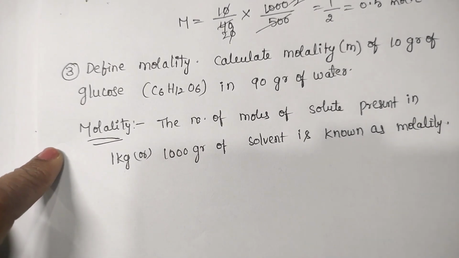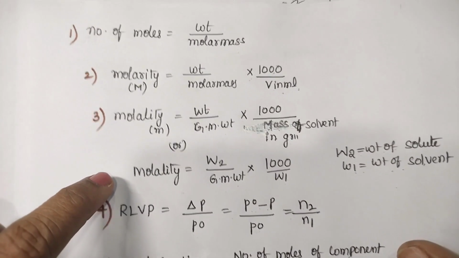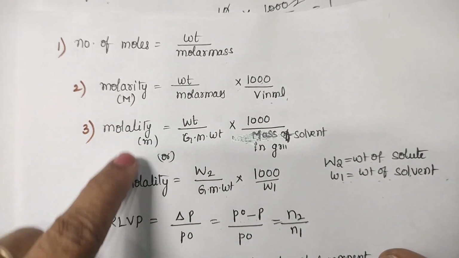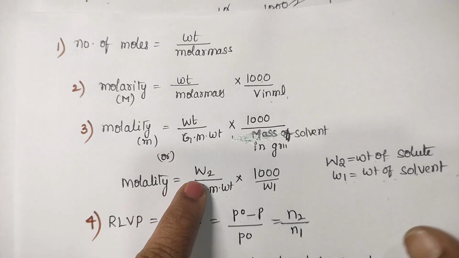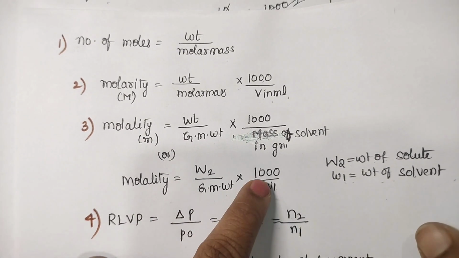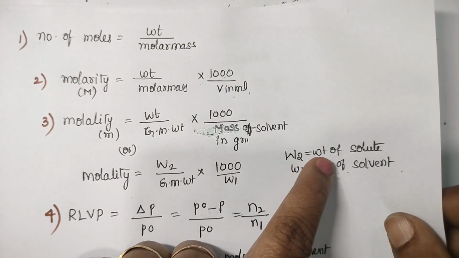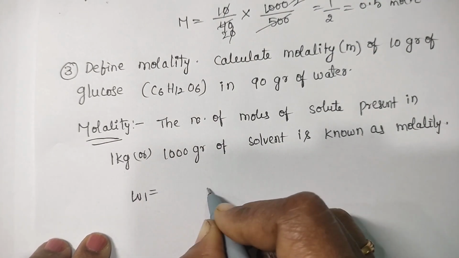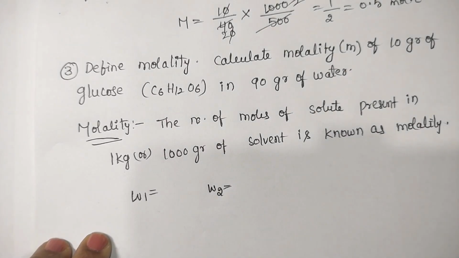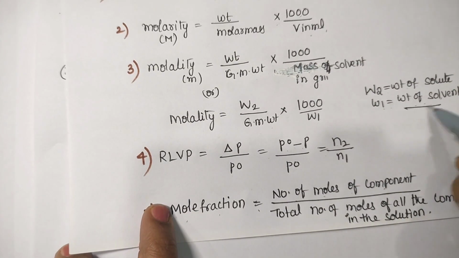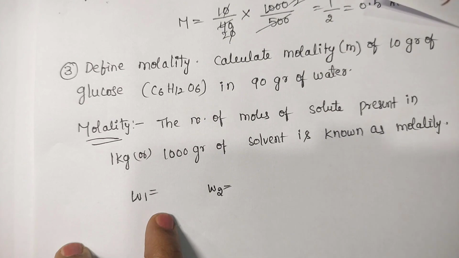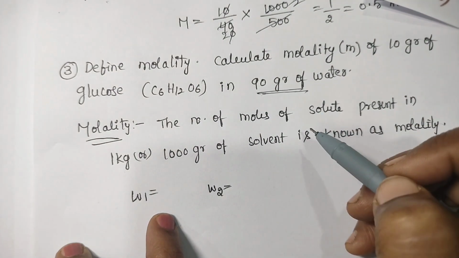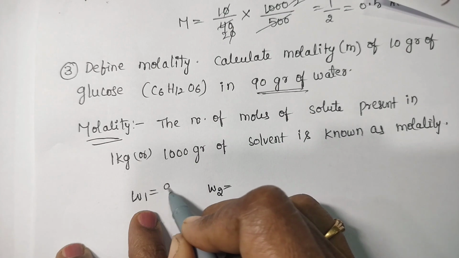So now we can apply this formula here. This is the molarity formula, and this is the molality formula. We can apply this formula: W2 by gram molecular weight into 1000 by W1, where W2 is the weight of solute and W1 is the weight of solvent. Now what are W1 and W2 here? In this question, what is the solvent? Water is the solvent.